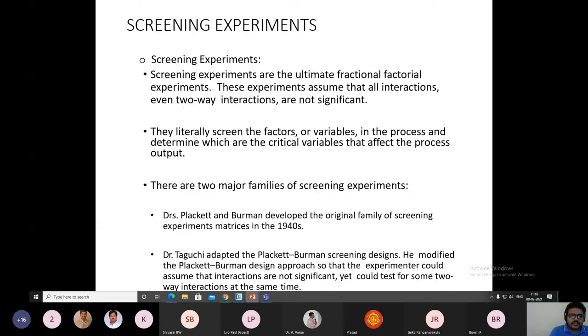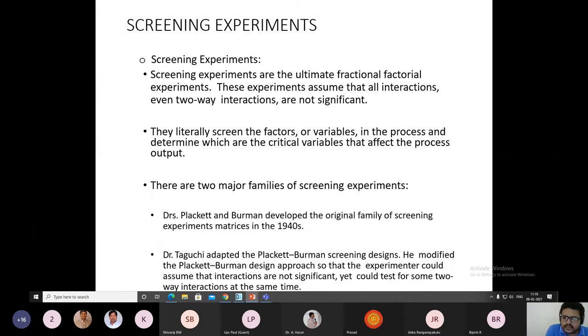Next, screening experiments. Screening experiments are the ultimate fractional factorial experiments. These experiments assume that all the interactions, even two-way interactions, are not significant. So they literally screen the factors or levels in this process and determine which are the critical variables that affect the process output, right? In the case of machining, we can say which is the major parameter.